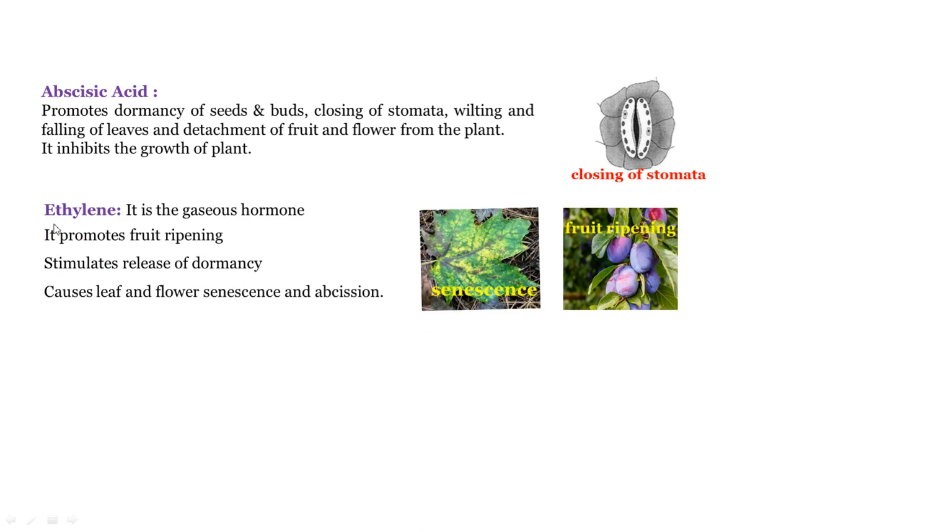Then coming on to the next hormone, that is ethylene, and it is the only gaseous hormone present in the plant. It promotes fruit ripening, stimulates release of dormancy, and again causes leaf and flower senescence and abscission. Senescence, see, पीला पड़ना. So it helps in senescence and abscission of leaf and flower.